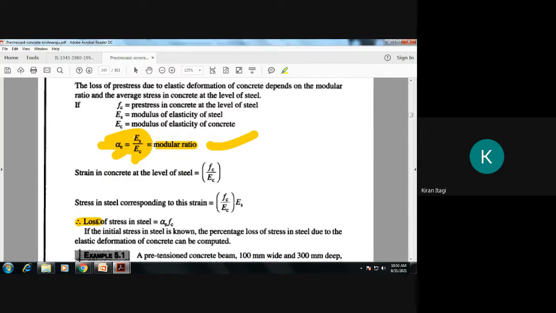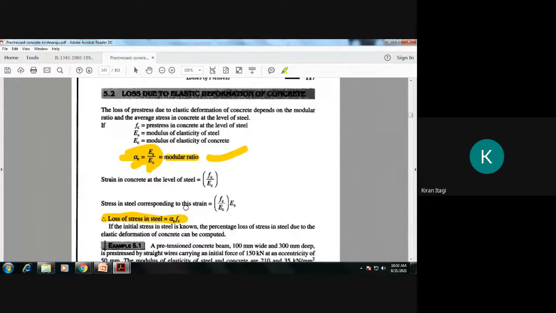Therefore, the loss of stress due to elastic deformation is alpha E into Fc. What is Fc? Fc is the pre-stress in the concrete at the level of steel. If you want, you can take a screenshot, be quick, or note it down. The loss of pre-stress due to elastic deformation of concrete depends on the modular ratio and the average stress in the concrete at the level of steel.